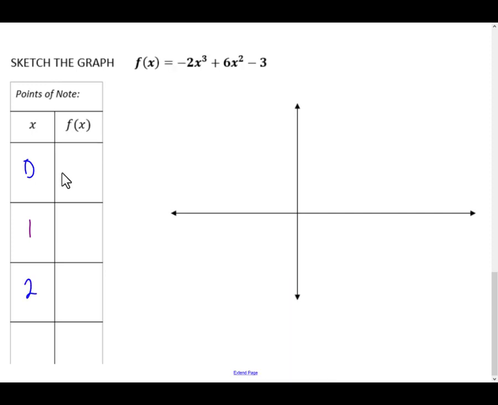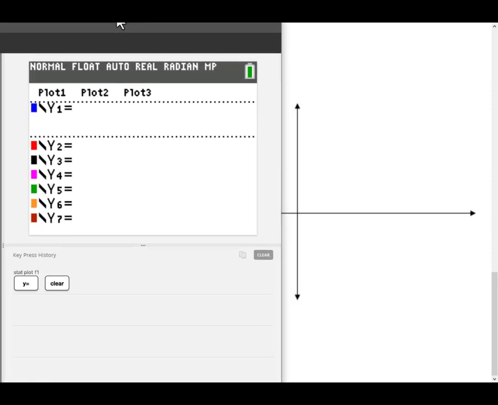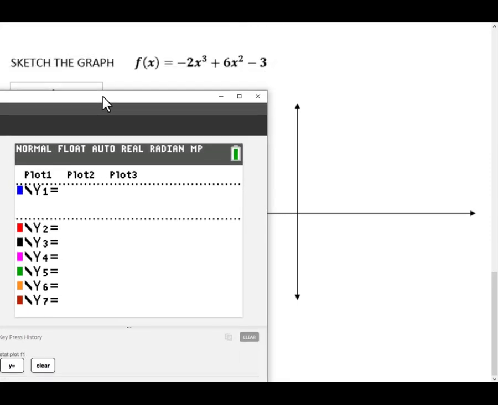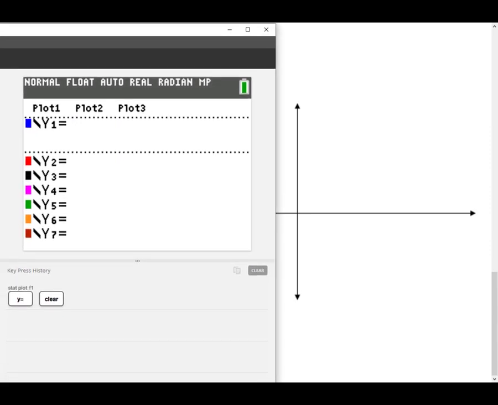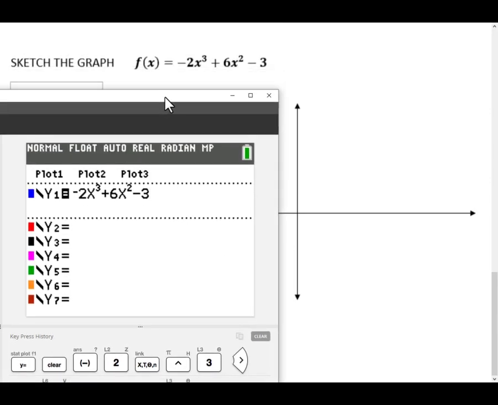If I want to know what those points are on the graph, I'm going to go to my graphing calculator and type my function in, negative 2x cubed plus 6x squared minus 3. Negative 2x to the third plus 6x squared minus 3. I'm just going to use my calculator here. We can plug and chug without a calculator, but this is going to speed up my work. I know I said this was a no calculator problem.